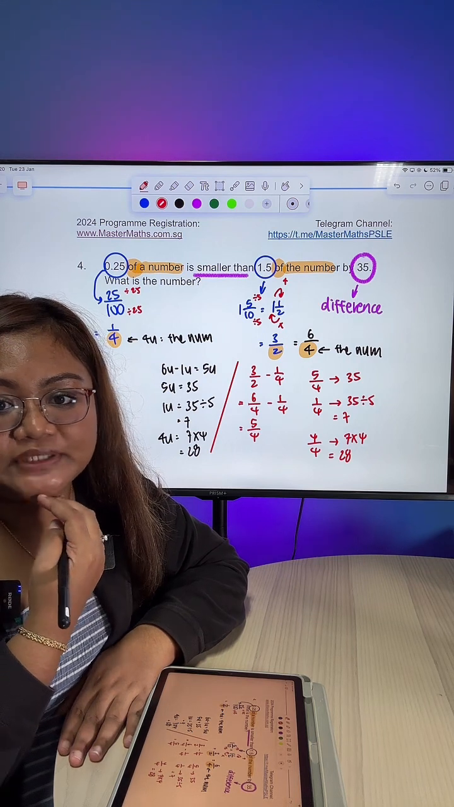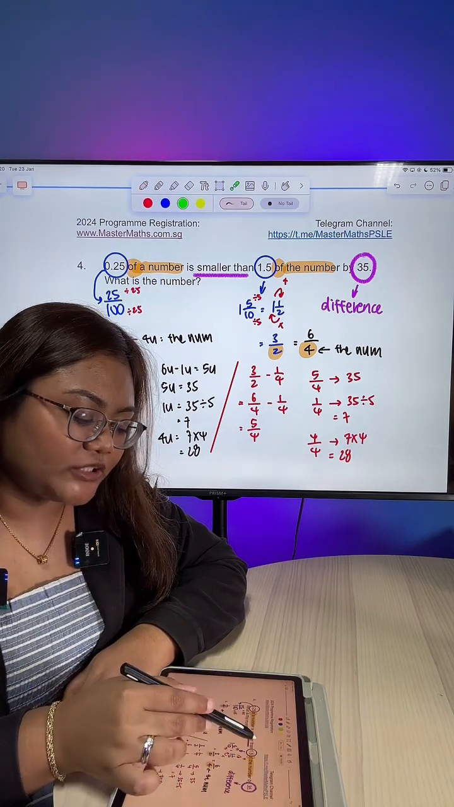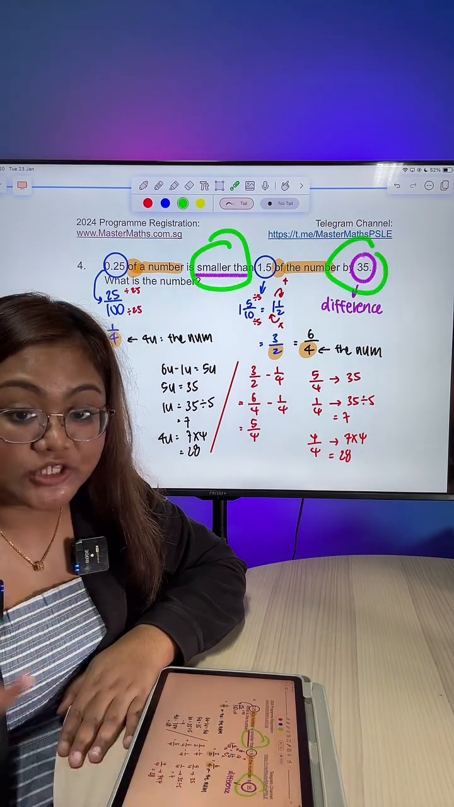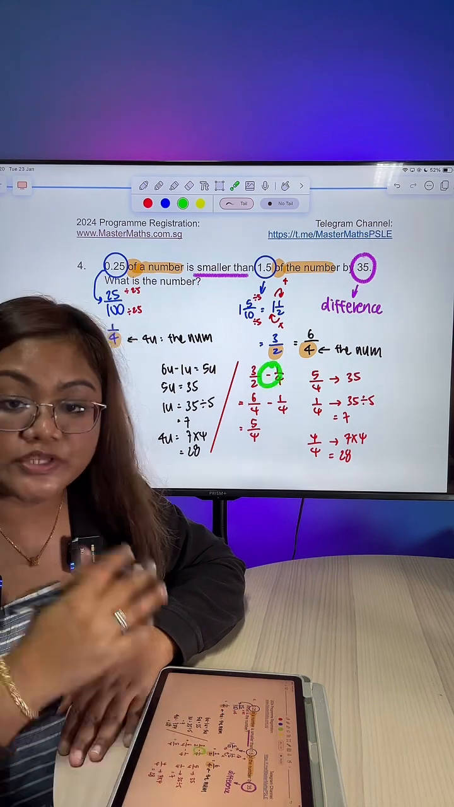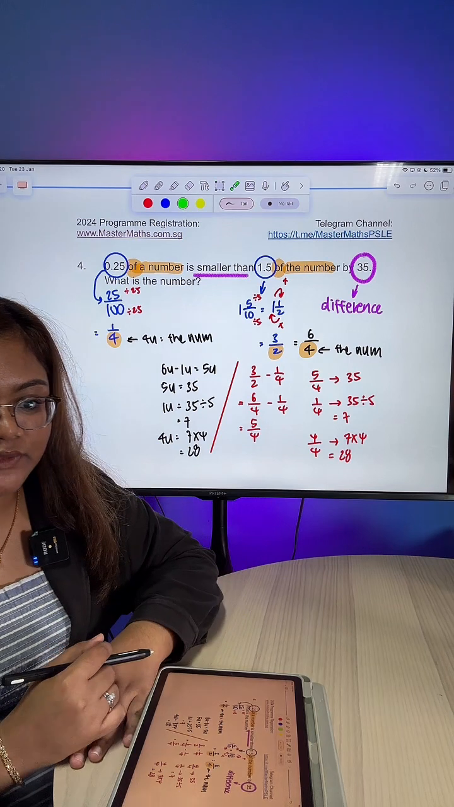Somebody is asking if similar questions like this must use the same method. If a question has given you a difference, you can find the difference. You can use the same method. Yes, no problem.